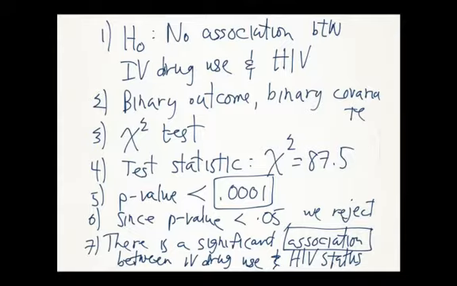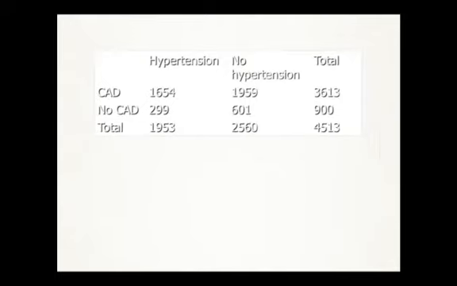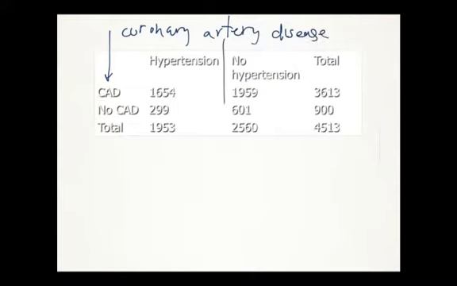Okay, so let's take a look at an example. This example comes from the Pagano and Gauvreau book. That was one of the recommended texts for people who wanted to follow along using a textbook. So the example they use is, here CAD stands for coronary artery disease. Okay, so we're looking at the relationship between hypertension and coronary artery disease to see if there is a relationship.